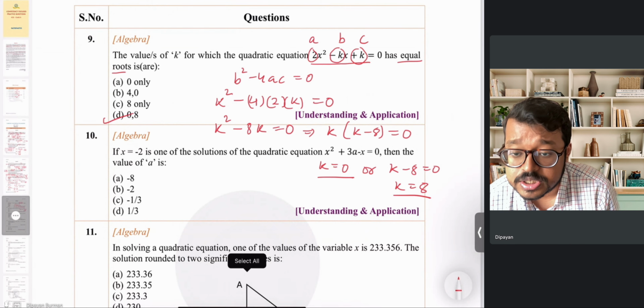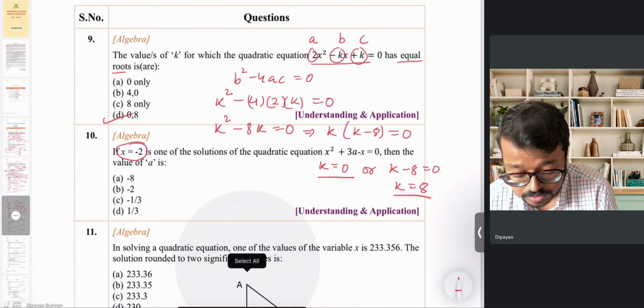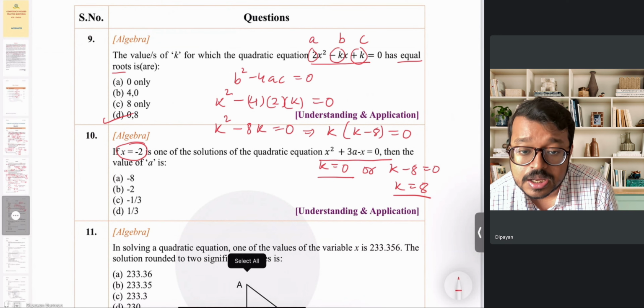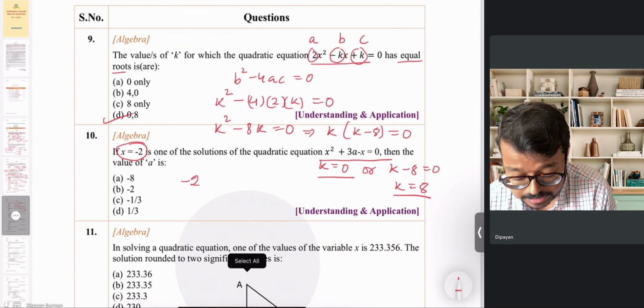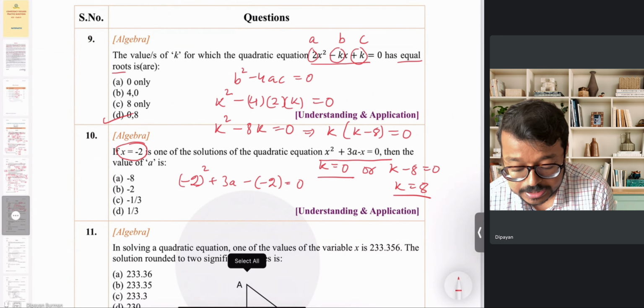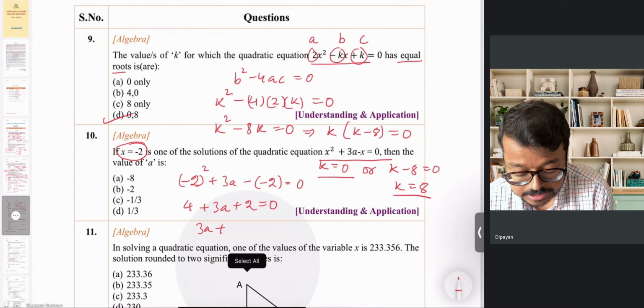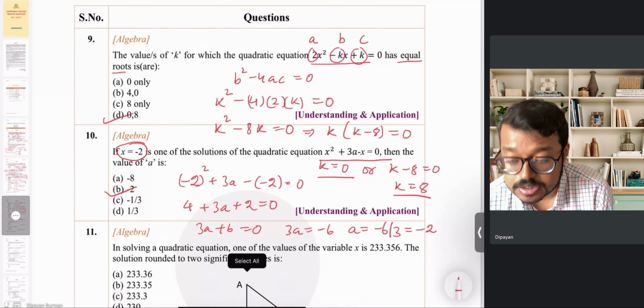Then question number 10, we have: if x equal to minus 2 is one of the solutions of this quadratic equation, then what is the value of a? So when we have a solution given, we can just substitute that value of the variable in the equation. So x square will give us minus 2 square plus 3a minus of x, that is equal to 0. Minus 2 square is 4 plus 3a minus minus 2 is plus 2, that is 0. So we have 3a plus 6 equal to 0. So 3a will be equal to minus 6. A will be equal to minus 6 by 3, that is minus 2. So the answer is B, minus 2.